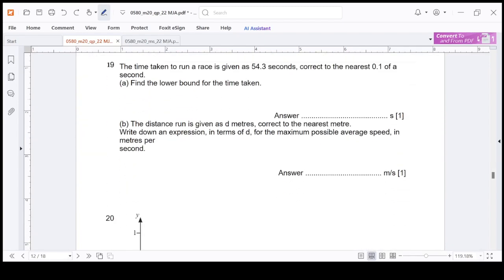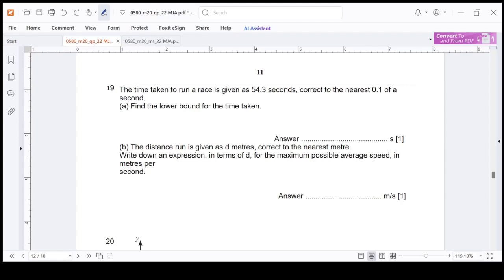Question 19. Time taken to run a race is given as 54.3 seconds, correct to the nearest 0.1 of a second. Okay. I should be able to find the upper bound and lower bound of this time using this 0.1. We have to divide this by 2 always. So that gives us 0.05. Now, if you add 0.05 here, you get the upper bound. And if you subtract 0.05 here, you get the lower bound.